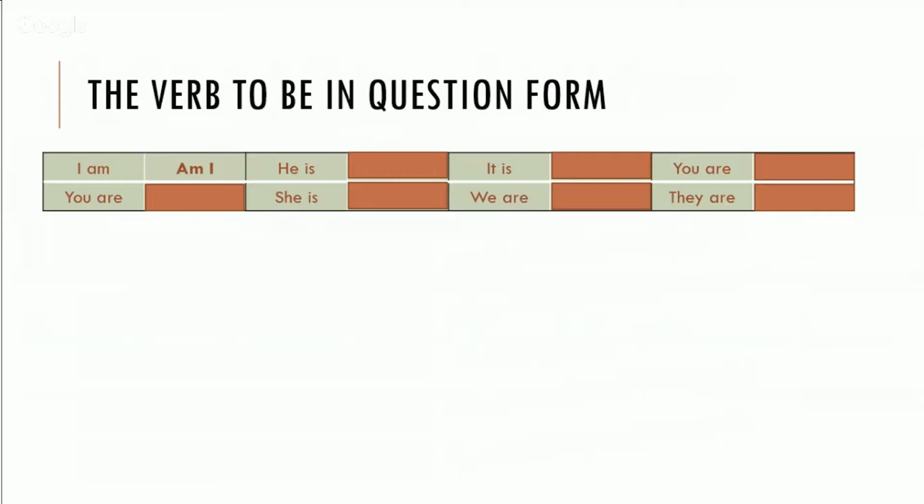So we're going to do I am. If you want to make a question, you say, am I, right? You are. If you want to make a question, turn it around, and you're going to ask, are you, right? The next one, he is. Turn it around, put the is in the beginning, and you're going to ask, is he, right?